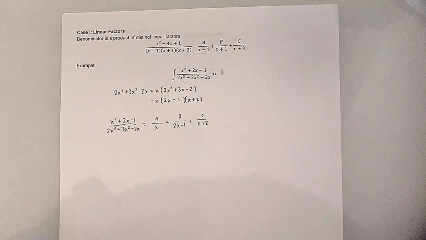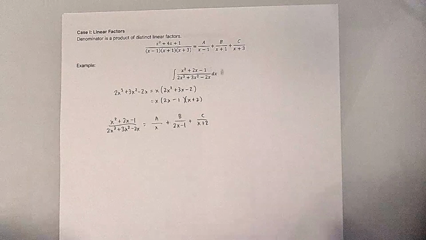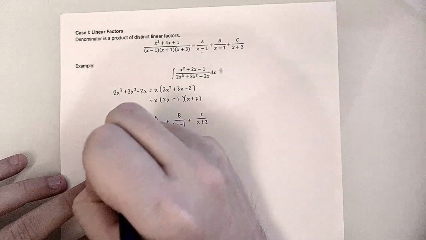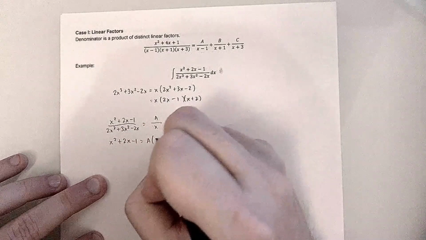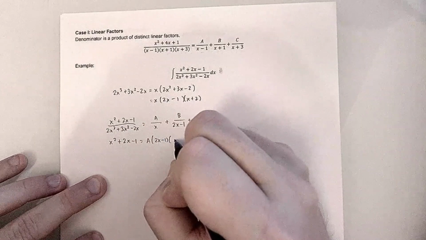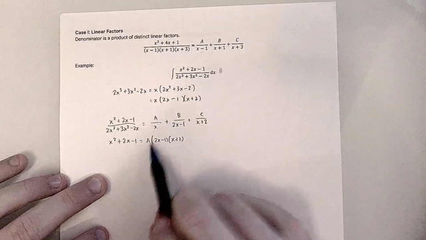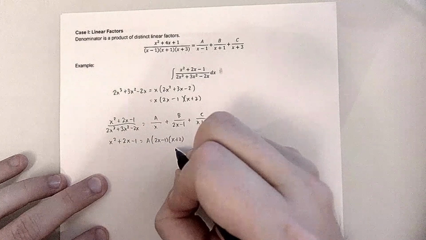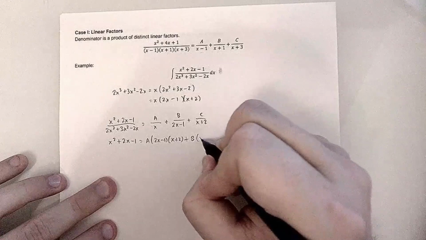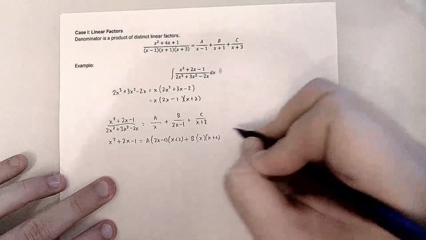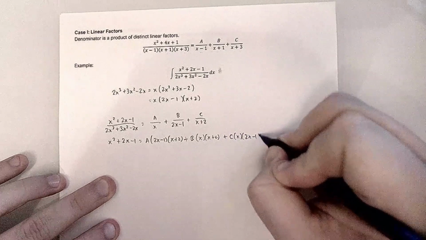Now, what we need to do is multiply by the denominator. And when we do, we will have just the numerator left on the left-hand side. But now we get all of this over here on the right-hand side. So we need to spell it all out. A times 2x minus 1 times x plus 2, plus B x times x plus 2, plus C x times 2x minus 1.